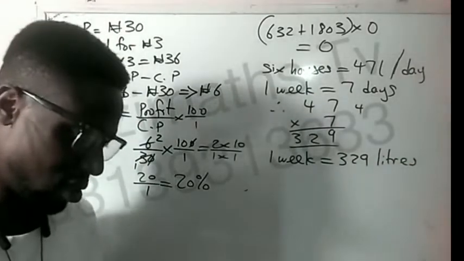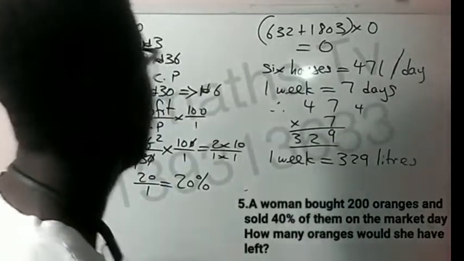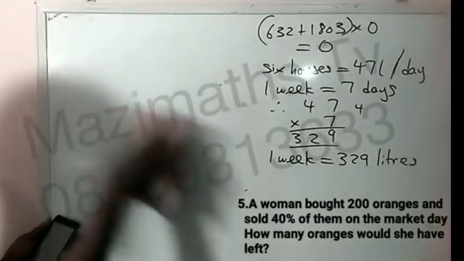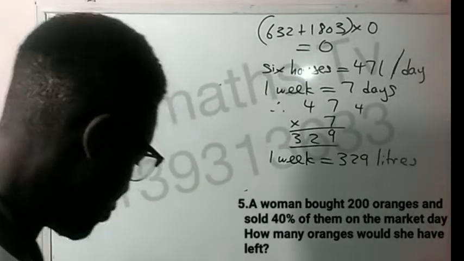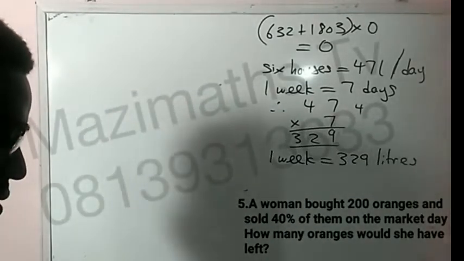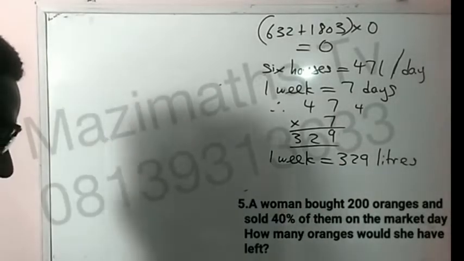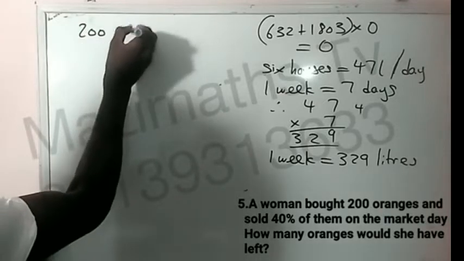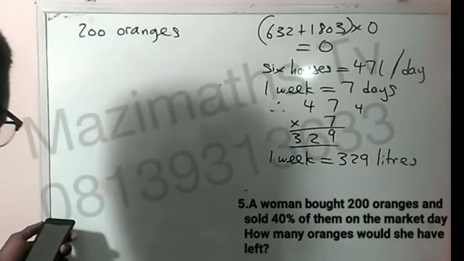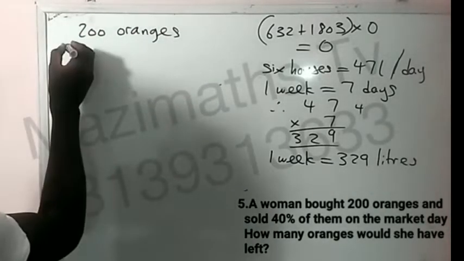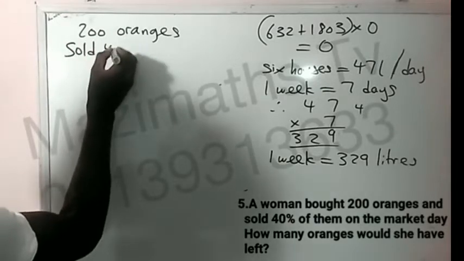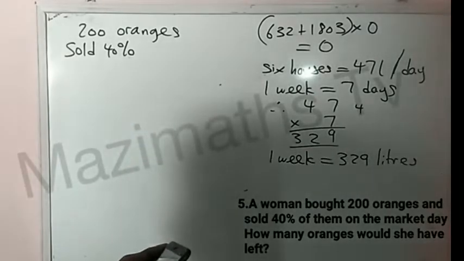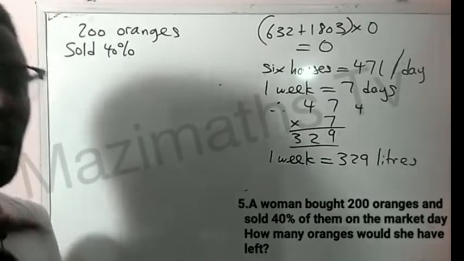So that is that. Now to question number 5. A woman bought 200 oranges and sold 40% of them on the market day. How many oranges will she have left?